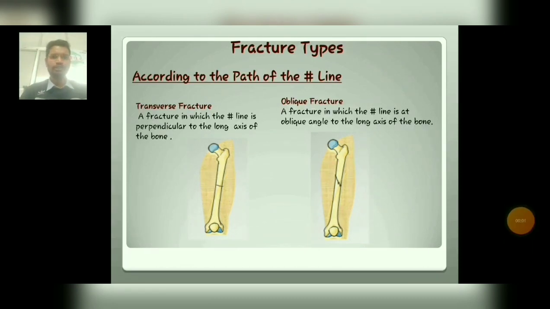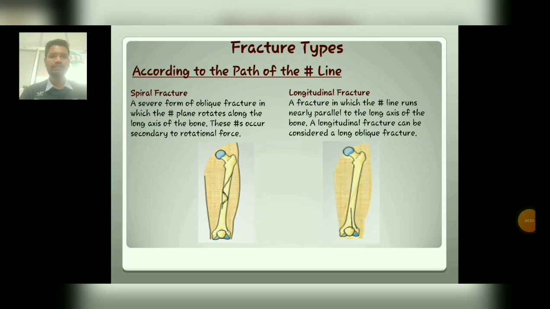So we are continuing our topic, that is fractures according to the path of the fracture line. We have four types of fractures. First is transverse fracture. As you see in the picture, it is a fracture in which the fracture line is perpendicular to the long axis of the bone. Second is oblique fracture. In this fracture, the fracture line is at an oblique angle to the long axis of the bone.